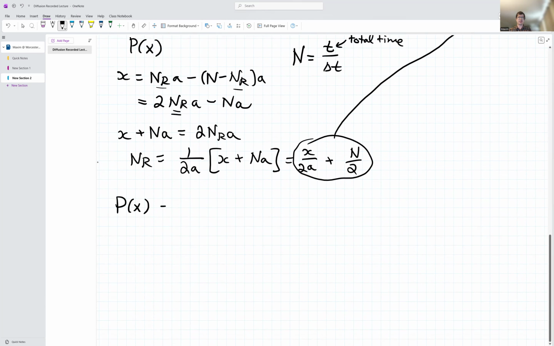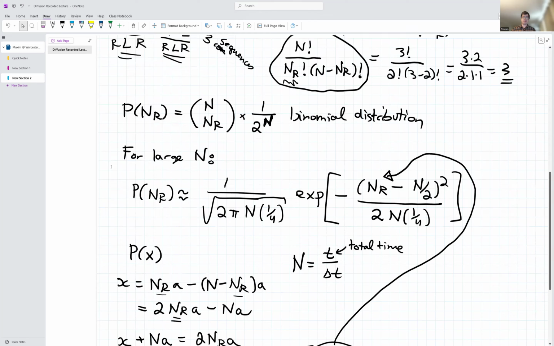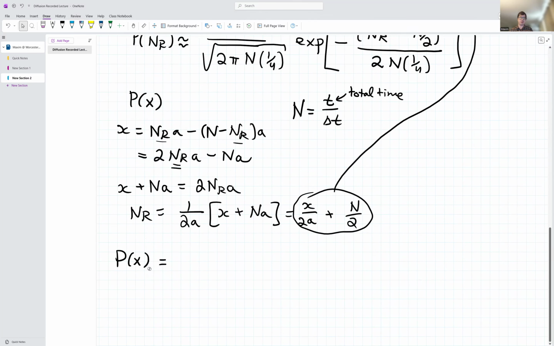It's p of x is equal to, all right, so what do we have here? We can simplify a little bit. This is the square root of pi times t over 2 delta t, because we replace the n and one of the factors of 2 cancels. Then we have the exponential.